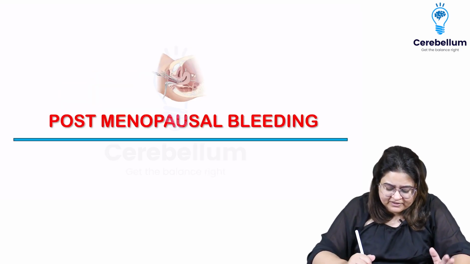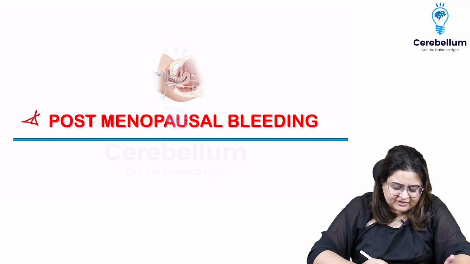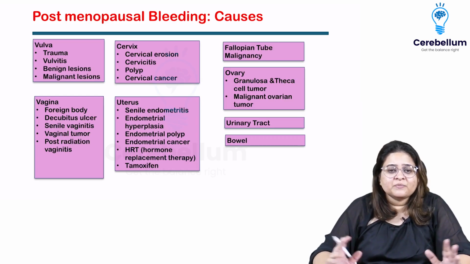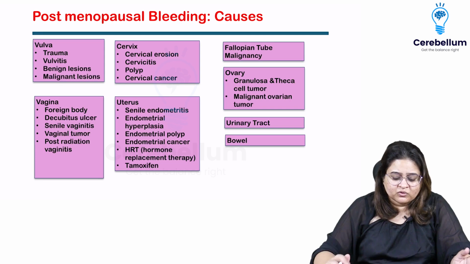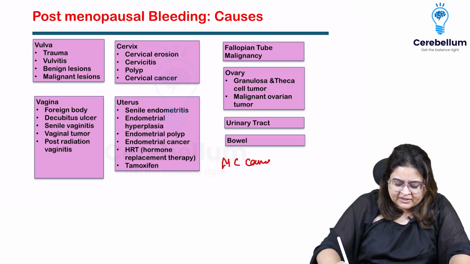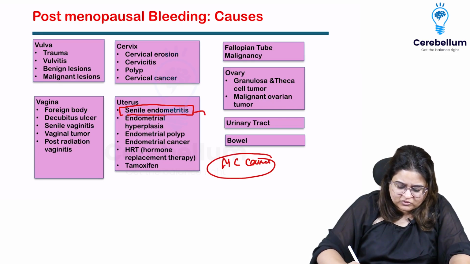Now, along with this comes the topic of postmenopausal bleeding. Again, a very commonly asked scenario in the exam. So, when a woman comes with postmenopausal bleeding, there could be multiple causes, okay, as shown here. But you should know that the most common cause is what? The most common cause is going to be senile endometritis. This is the most common cause.